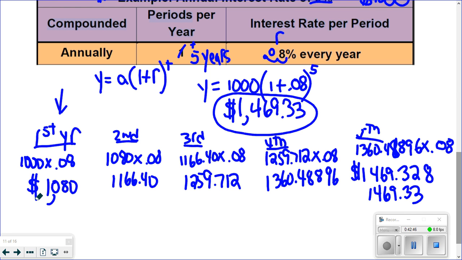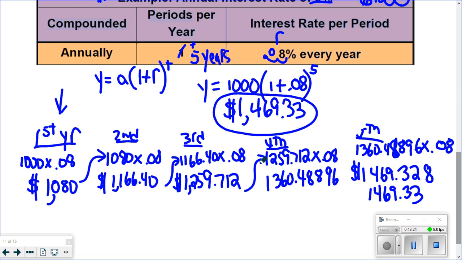So now this amount right here is the initial amount. In the second year, it starts as if you have 1,080, because you do have 1,080, and you times that by 0.08. And if you add that interest to the 1,080, you get 1,166.40. Then you go to the third year, and that becomes your initial, and then you times it by 0.08 again in the third year. Now you have a total of 1,259.712. I didn't round it because I'm rounding it at the end.